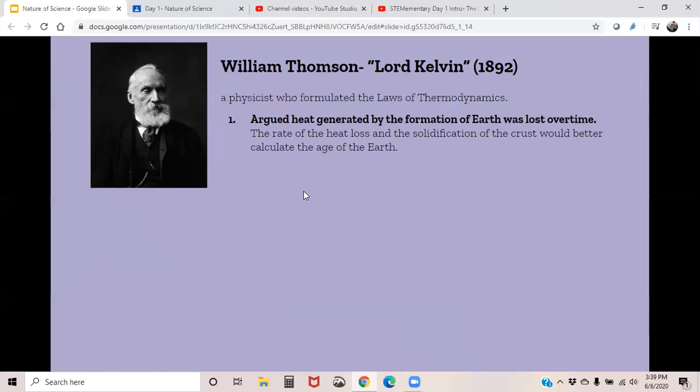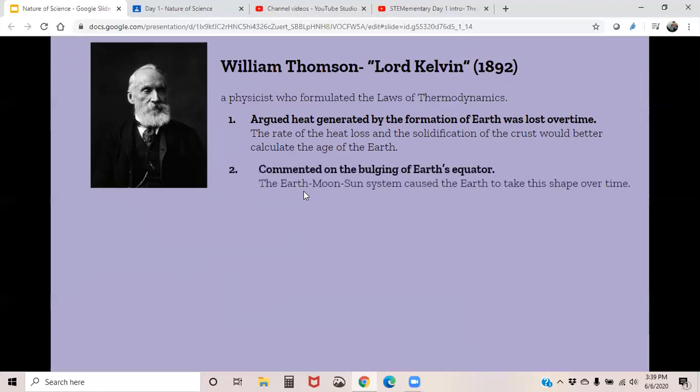And so he argued that heat generated by the formation of Earth was lost over time, and that you could use the rate of heat loss and the solidification of the crust to calculate a more accurate age of the Earth. The second thing that he threw out was some comments on the bulging of Earth's equator. He thought that the Earth-Moon system likely caused the bulging of the Earth at the equatorial region, as the moon orbited around the Earth, the gravity interactions between the two would cause that deformation to take place. So that could be used as evidence.